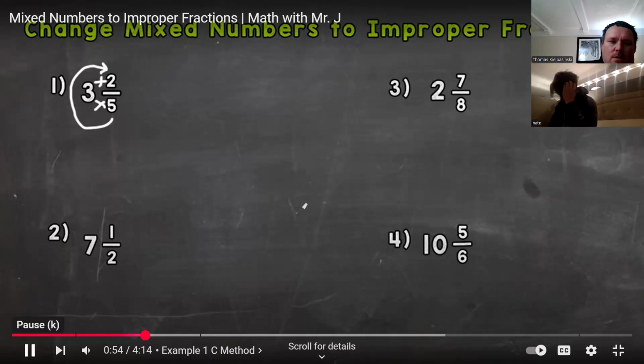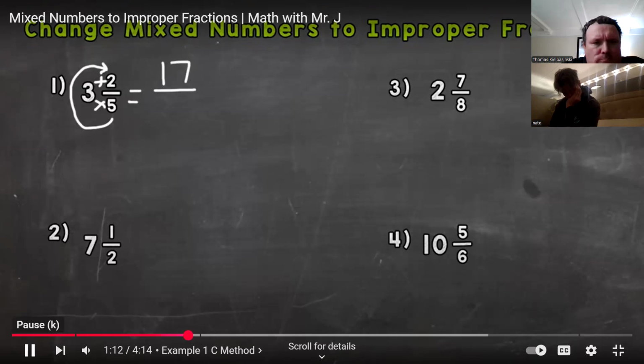Just for a review here, watch the video. 5 times 3 plus 2. 5 times 3 is 15, plus 2 is going to give us 17. That's going to be the numerator of our fraction. Then keep the denominator, the 5, the same. And there we have it. There's our improper fraction. 3 2/5 is equivalent to 17/5, 17 over 5.